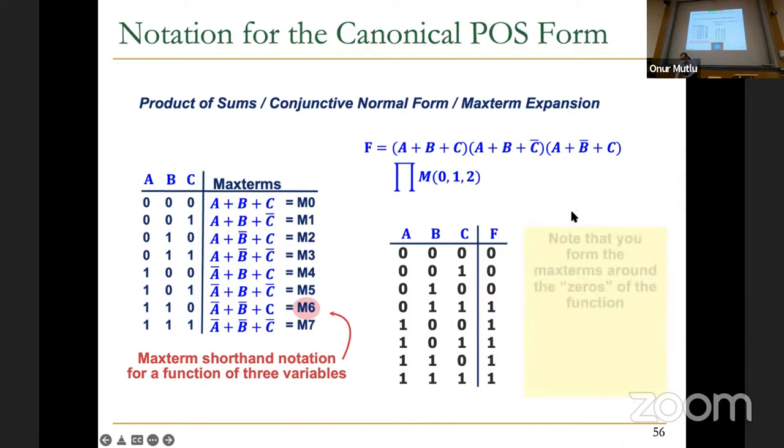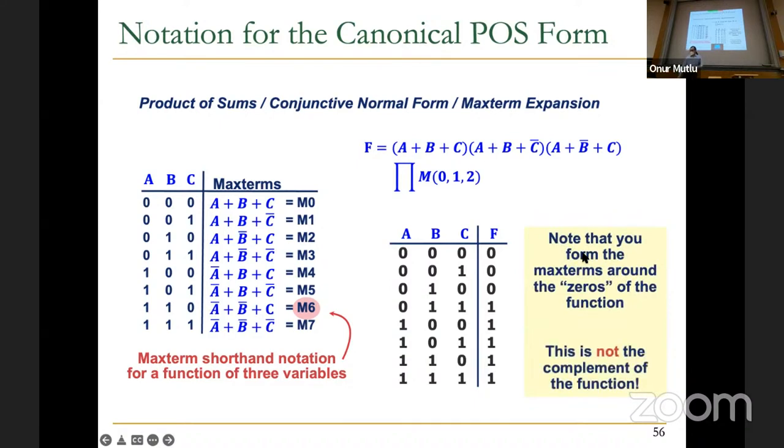Okay, let me talk about a couple of things. We talked about this already, so I'm going to skip that. But note that this is not the complement of the function. The same function for which we formed the sum of products form earlier, we're forming the product of sums form. These are not complements. These are two different canonical representations of the exact same function. The complement of the function is, if you put F bar over here, and that's the complement. It should be 111000 in the output in each row over here.